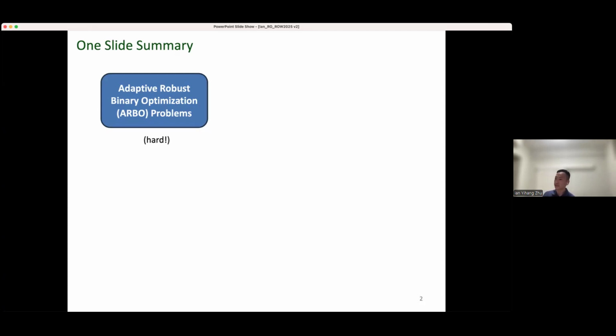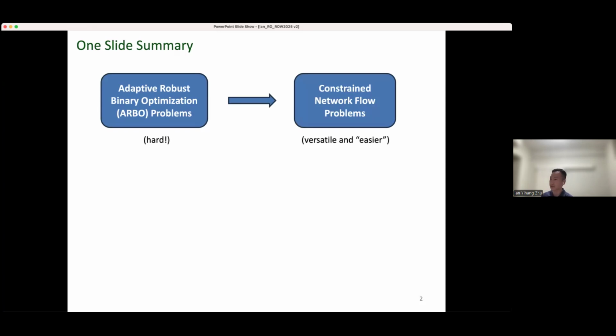So the main contribution of our paper and of this talk is that we're going to take these difficult to solve problems, these two-stage robust problems, and we're going to reformulate them as what we call constrained network flow problems. We'll show that these network flow problems are versatile to use and they're easy. I have easy in quotations because I'll define exactly what that means.